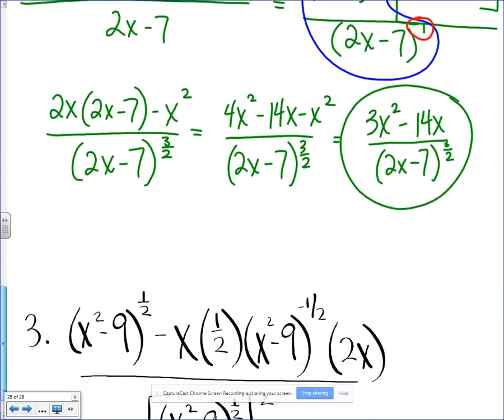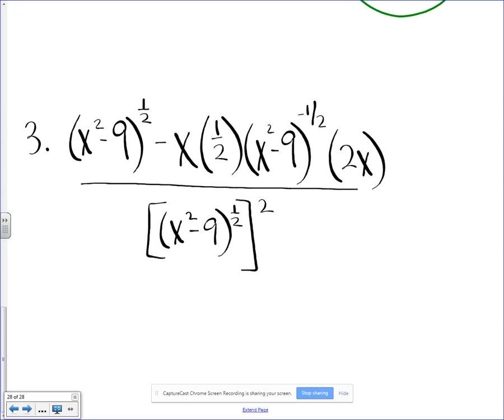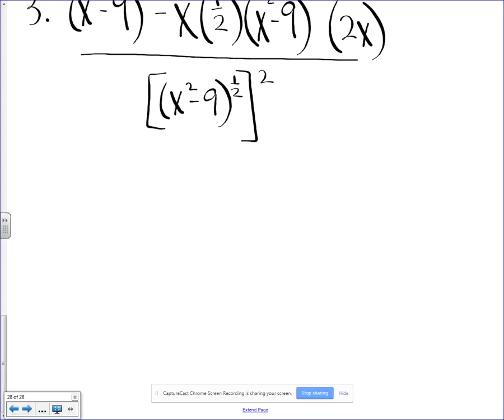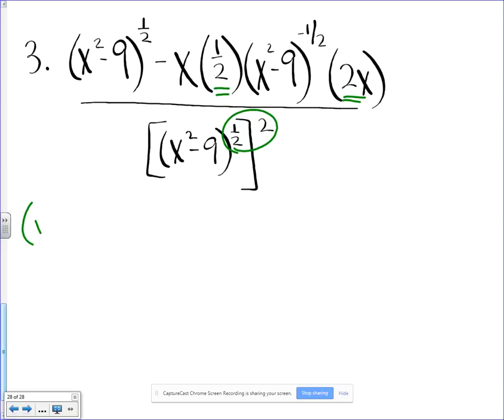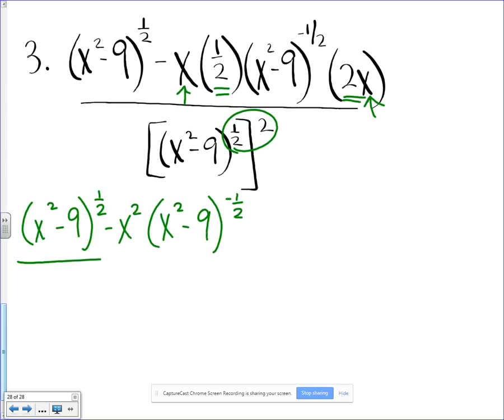Okay, let's do one more. First thing that I notice is this. Second thing I notice is that. So let's go ahead and take care of those. Now I've got this x with this x, which is going to make x squared. And you'll notice that this starts to look just like the last one we did.